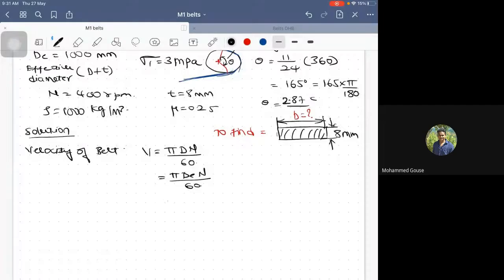Enough. Give me what is the value? It is pi times 1, the diameter is 1 meter, into the n value, 400, divided by 60. So what is the value of velocity in meters per second?